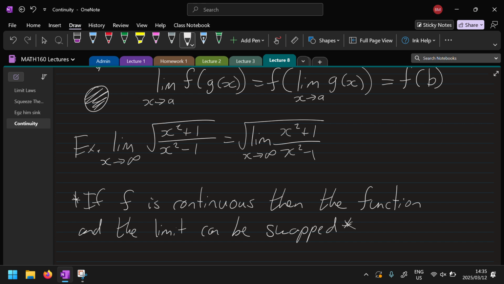Any questions on this theorem? No questions. Everyone's okay with what it means.